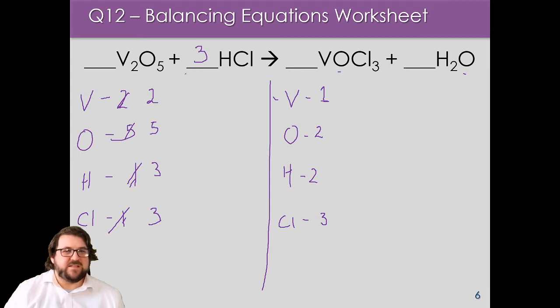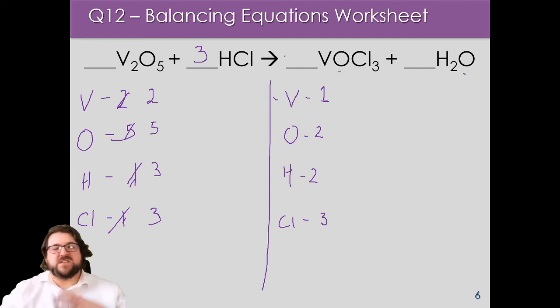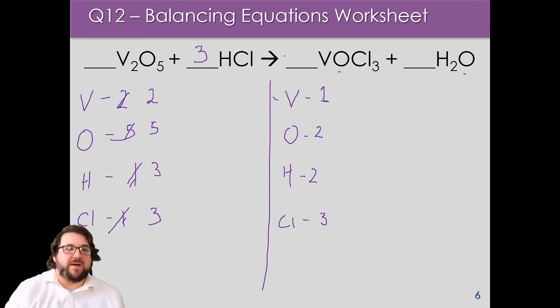Okay, so let's just double check. We've got O5 there. Yep. Oh, now we got our vanadiums. They're not balanced, so let's balance those. That's going to be interesting. So now we're into a part of an iterative process where we're going to have to go forwards and backwards.